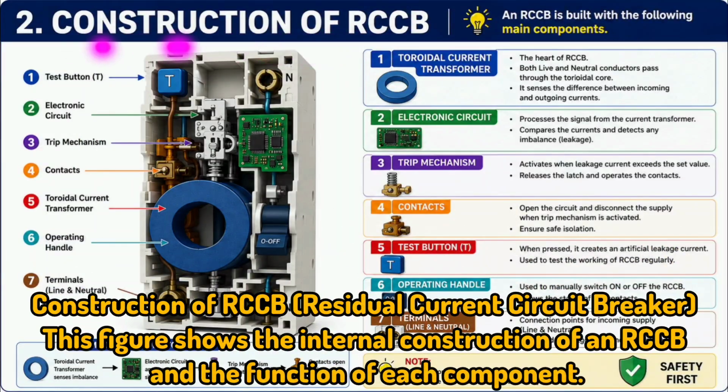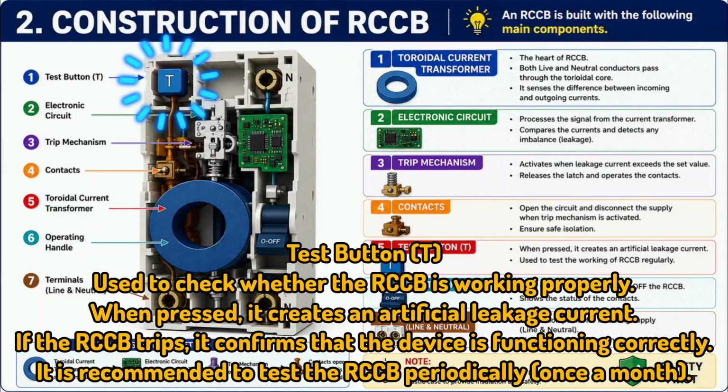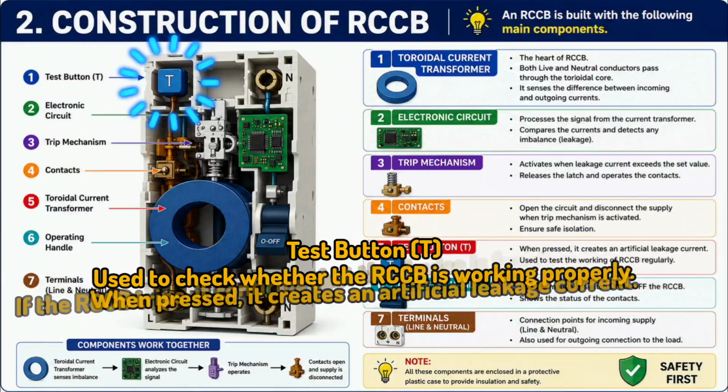Construction of RCCB, Residual Current Circuit Breaker. This figure shows the internal construction of an RCCB and the function of each component. Test button T, used to check whether the RCCB is working properly. When pressed, it creates an artificial leakage current. If the RCCB trips, it confirms that the device is functioning correctly. It is recommended to test the RCCB periodically, once a month.